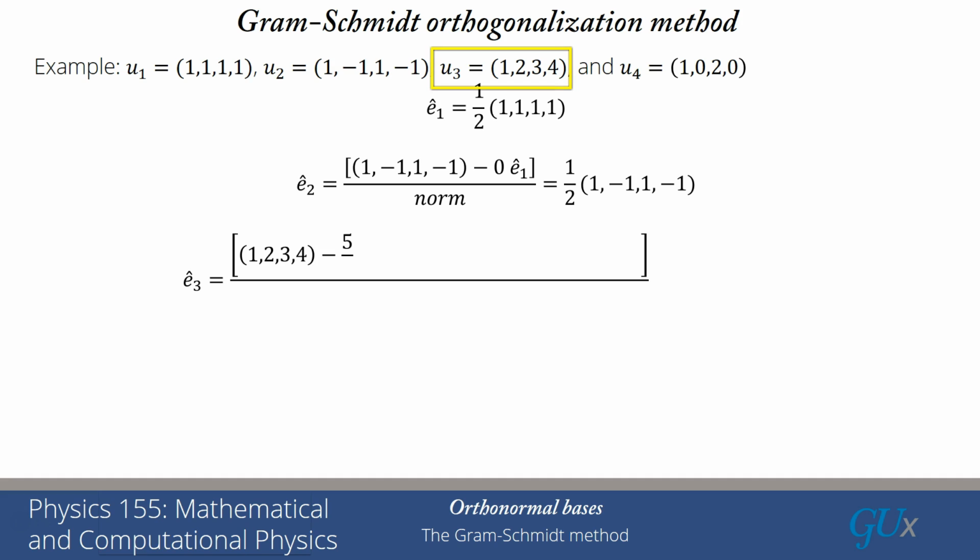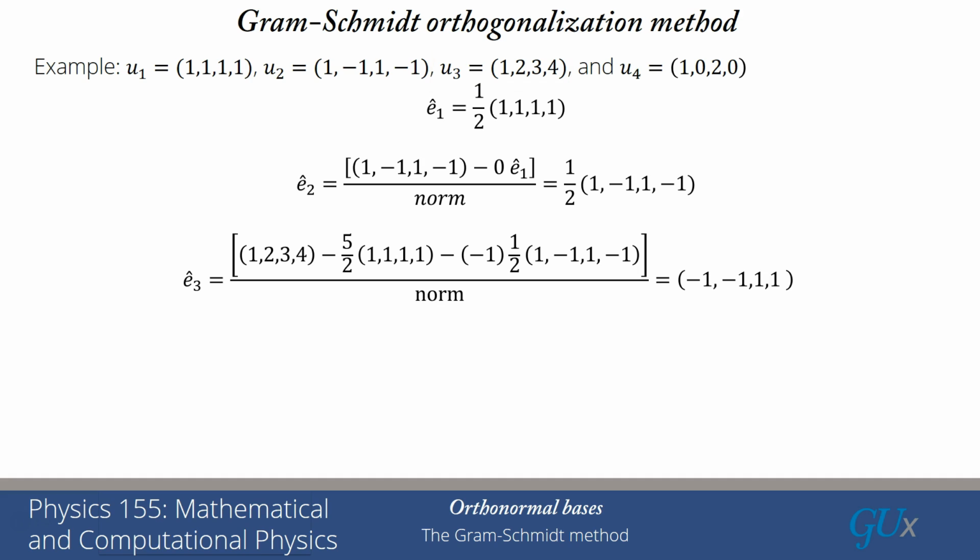Now for E3, I have to subtract off the projection on U1 and the projection on U2. Now that projection on U1, when I work that out, I'm going to find that it's 1 minus 5 halves. So how do I get that? Well, I get 1 plus 2 plus 3 plus 4. Okay, 1 plus 2 plus 3 plus 4 is 10. I have to divide that by 2 because I'm taking the dot product with E1, so I get 5. That's E1 dot U3. But then I have to multiply it by E1. Well, E1 is 1 half times 1, 1, 1, 1, so I get this 5 divided by 2, and I have to subtract it.